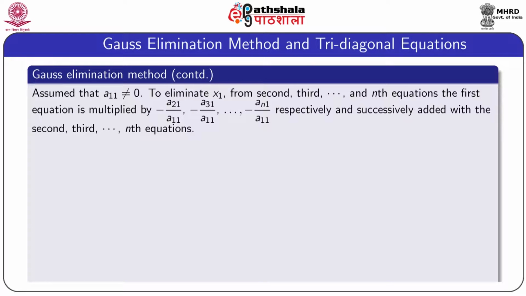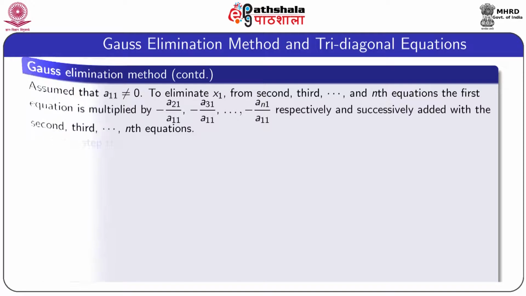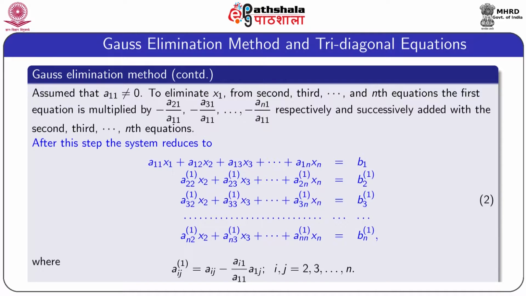Now, we assume that the first element a11 is not equal to 0. To eliminate x1 from the second, third and up to the nth equation, the first equation is multiplied by -a21/a11, -a31/a11, ..., -an1/a11 respectively, and successively added to the second, third and up to nth equations. And after this step, the system of equations reduces to the following form, that means equation 2.